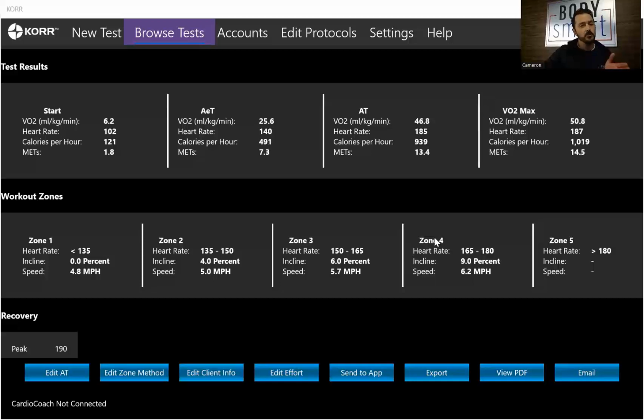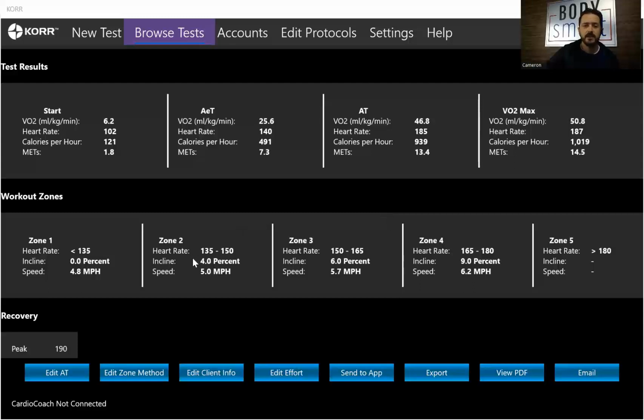So VO2 max isn't everything it's cracked up to be, but it can be a helpful number, especially at the low end. That can really give us a little bit more information. If it's too low, then that can be a health risk, and anything below 20 is actually considered to be a disability. So it's a really good thing to know so that we can help get you the help you need to get back in shape and improve your fitness and health.